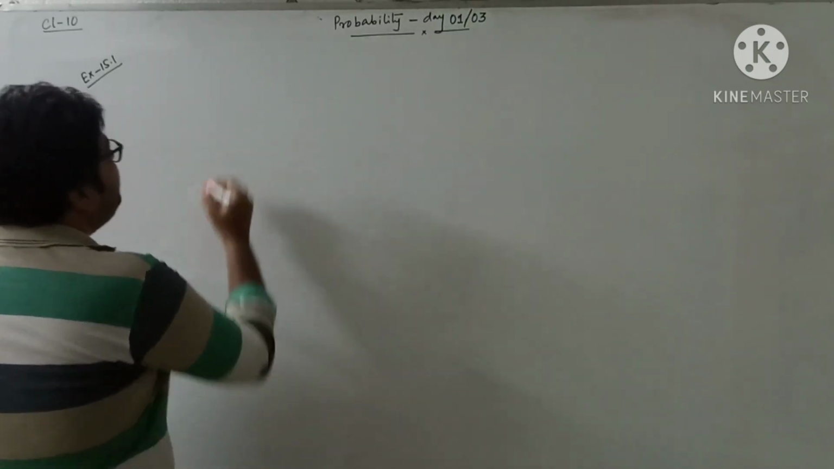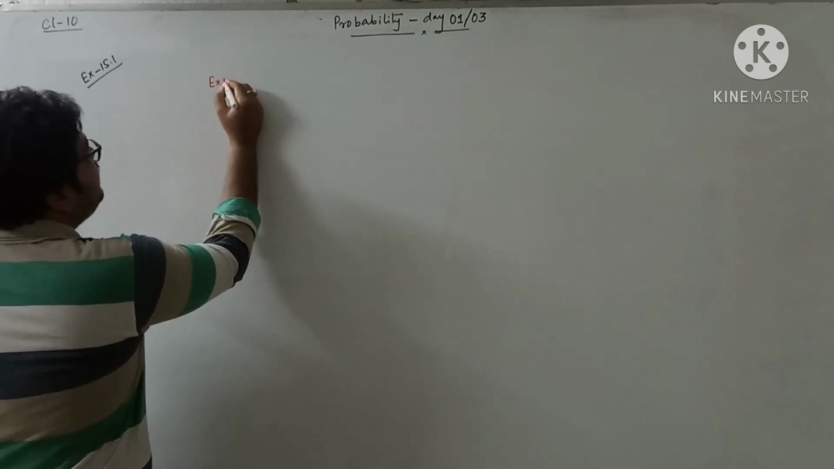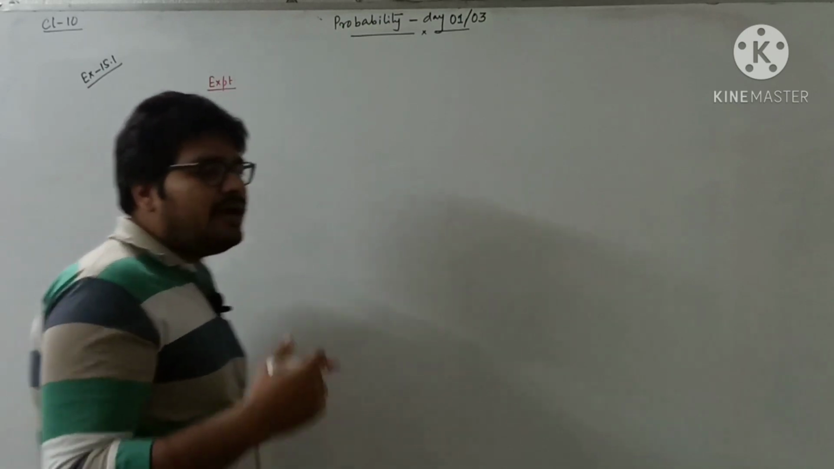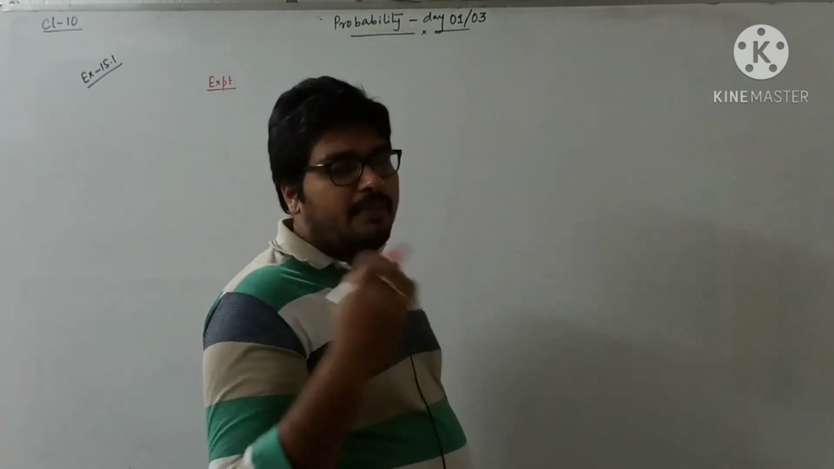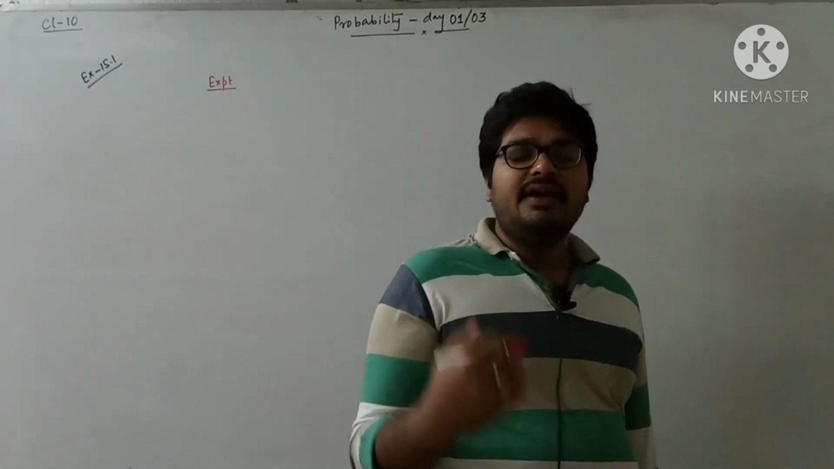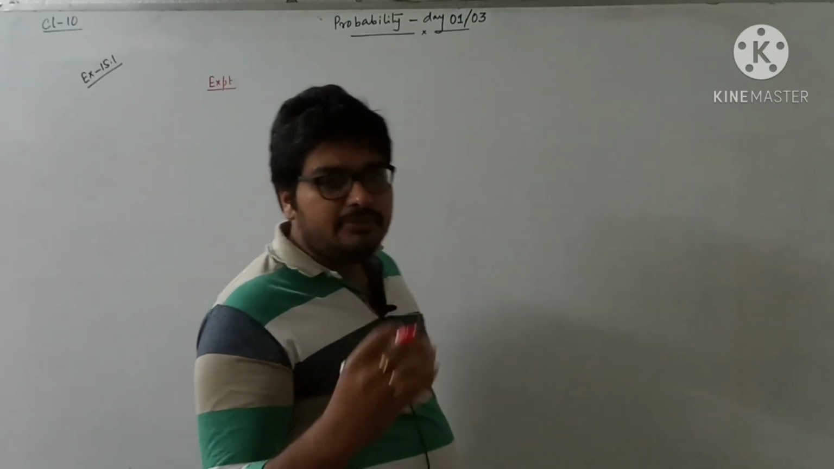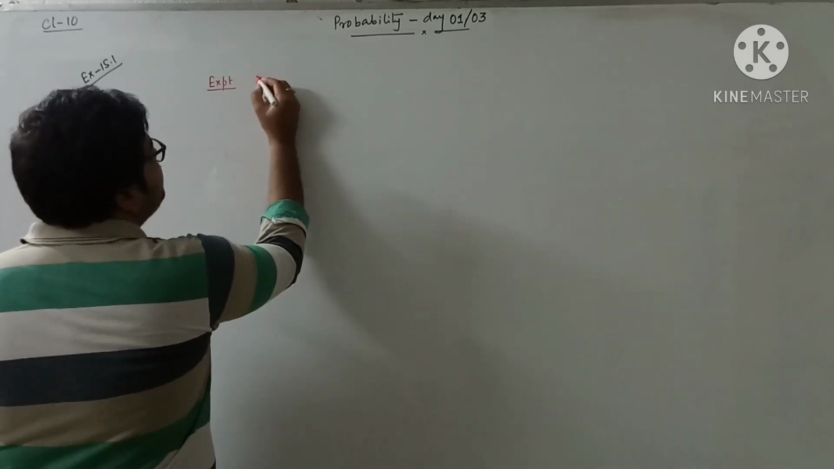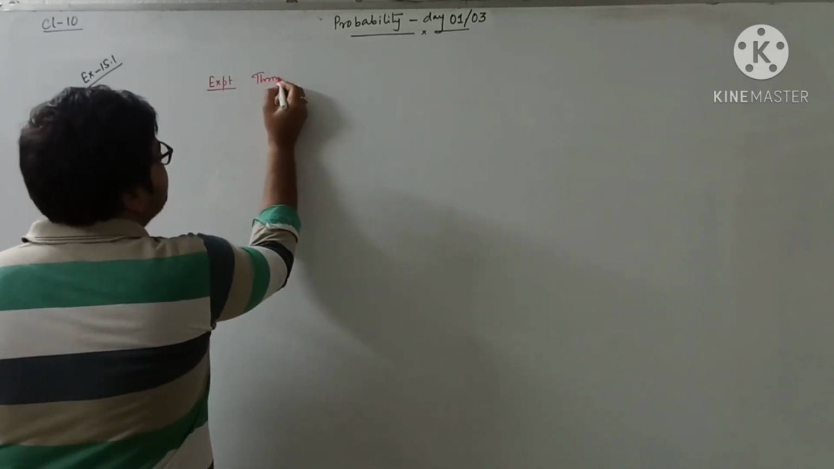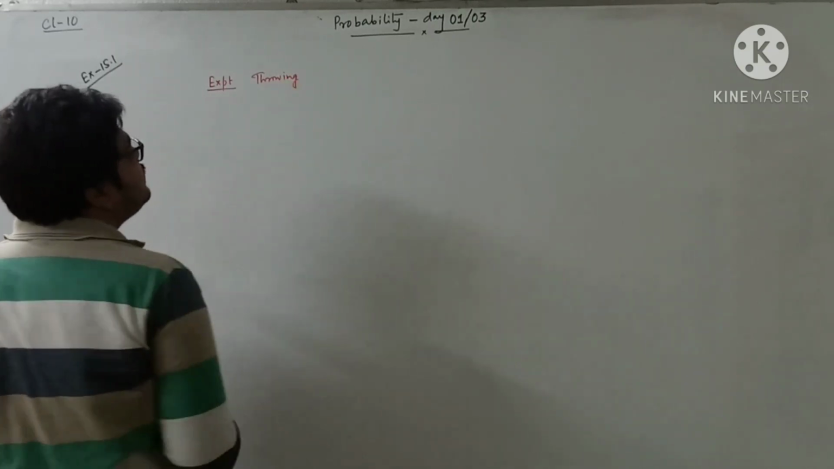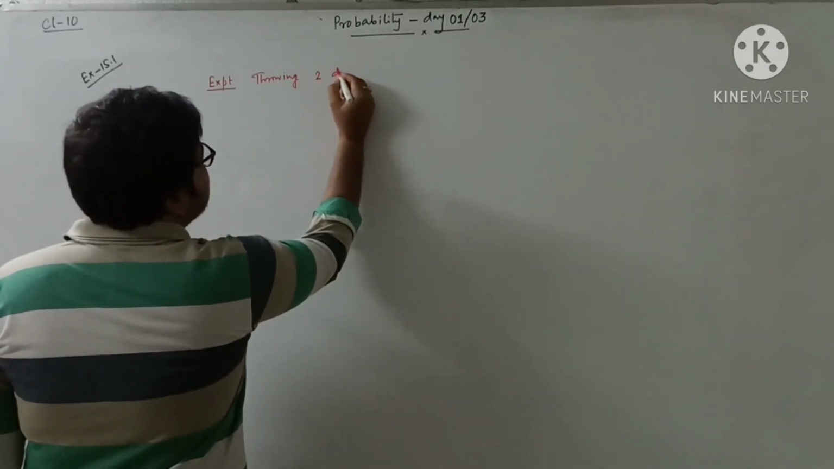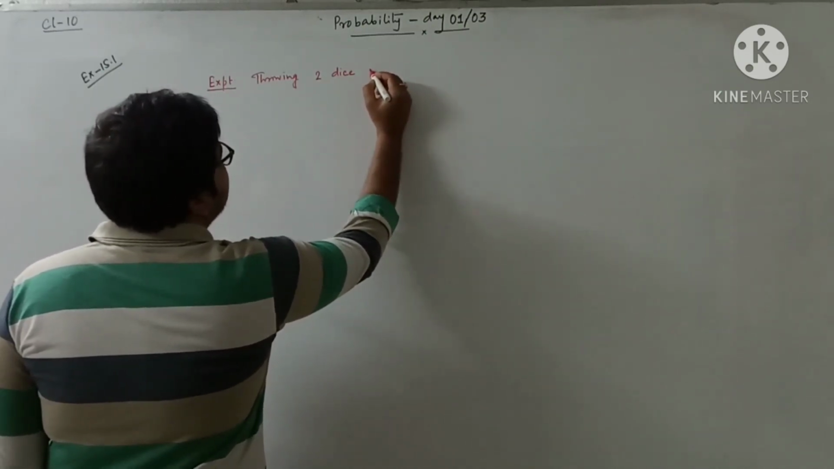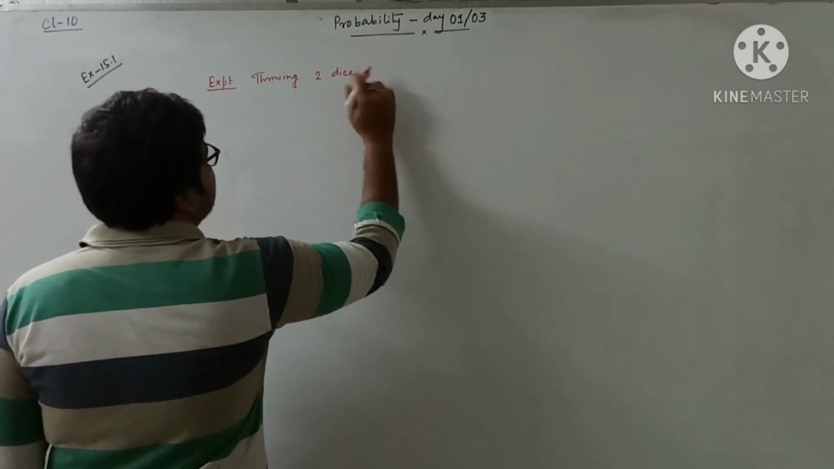So, first of all, we are choosing an experiment. You remember, probability we are finding out for an event, and event is a part of an experiment. So, I have to choose one experiment first. Suppose we are choosing the experiment throwing two dice simultaneously.